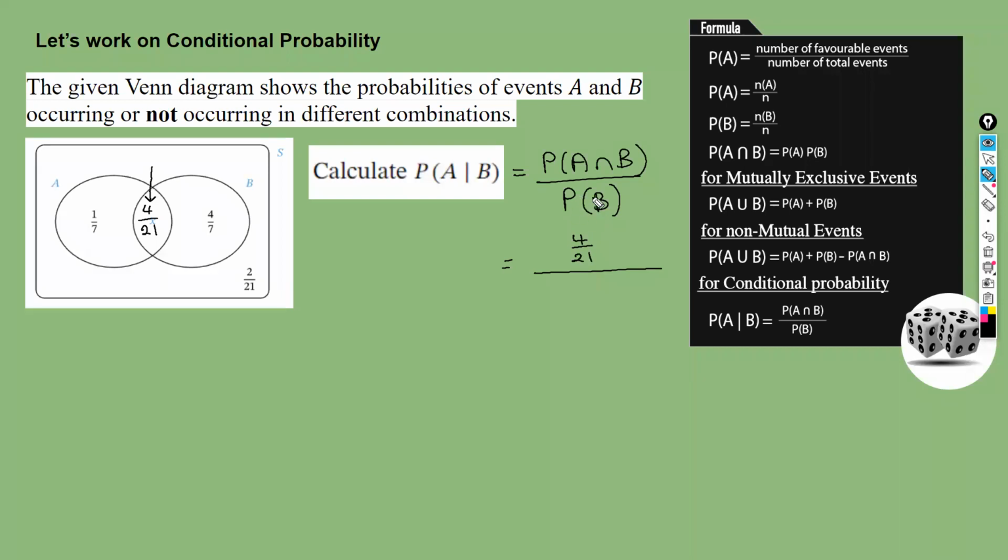But we need the probability of B. Now, you notice the formula never said B only. It's B. So it's the whole circle. So for the probability of B, you have to add the 4/7, which is this guy, and add it to this portion as well, 4/21. Now I can use my calculator for that. 4/21 plus 4/7. And for the underneath, I'm getting 16/21.